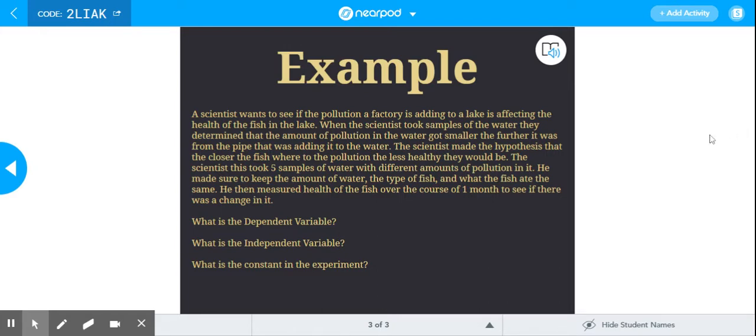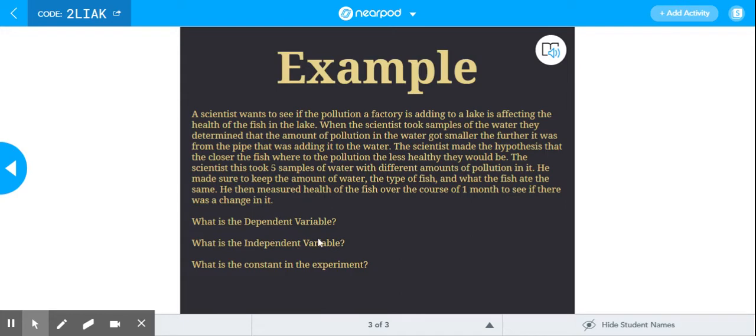And so if we actually go back, let's read the first line. A scientist wants to see if the pollution a factory is adding to a lake is affecting the health of the fish in the lake. So the purpose of this experiment, the reason we're doing it is to see how the health changes. Our dependent variable is going to be the health of the fish, because that's the thing that we're measuring to see if it changes. We're measuring the health of the fish throughout the experiment. That is our dependent variable.